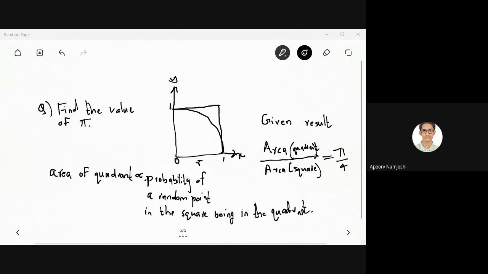Okay. Pi is 3.14. Similarly, other universal constants. So what I was saying was that the reason we are able to calculate pi is due to this result, and the fact that the area of the quadrant is proportional to the probability of a random point being there. This is a result that we consider as given for the purpose of this problem. So if there is any other constant that can be expressed in terms of any such result, then it doesn't hurt to try.